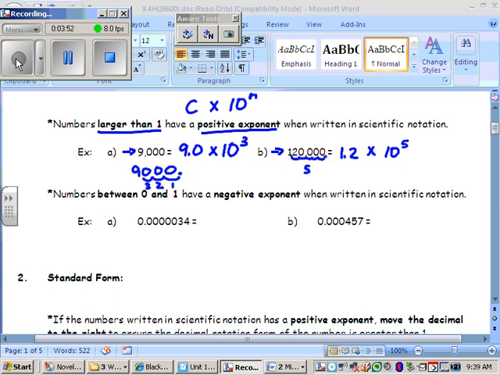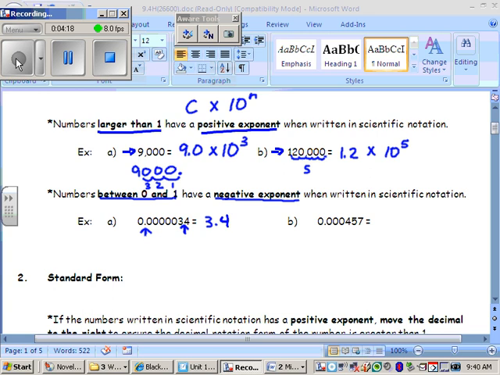In the next two examples, notice the numbers are between 0 and 1. And when that's the case, the exponent will now be negative. So what we want to do is, we can actually see the decimal in these problems. We want to move it after the first number that's not 0. So in this first problem, it would be after the 3. So our C would be 3.4.